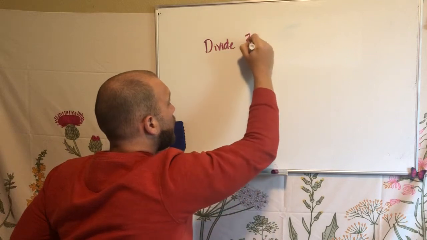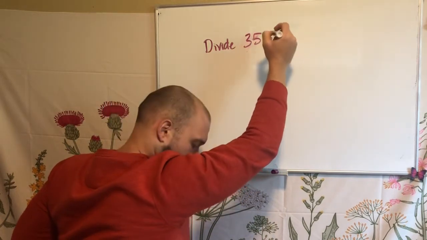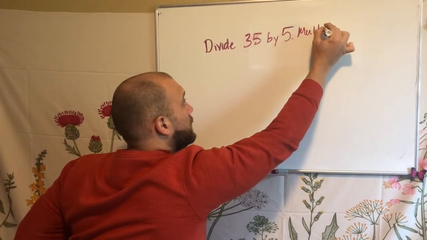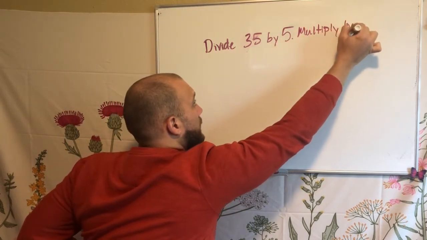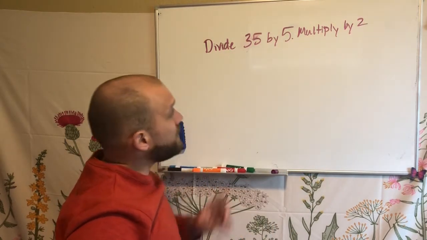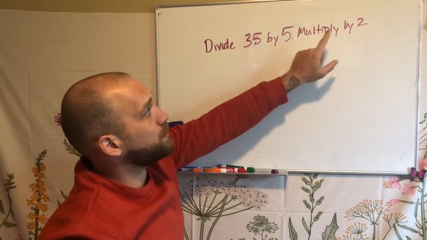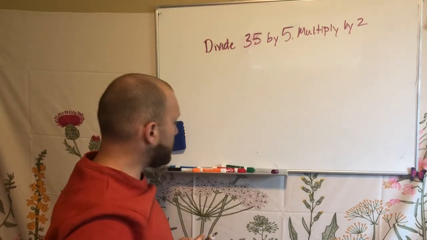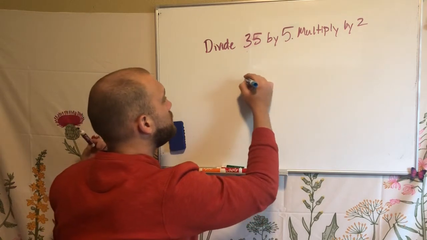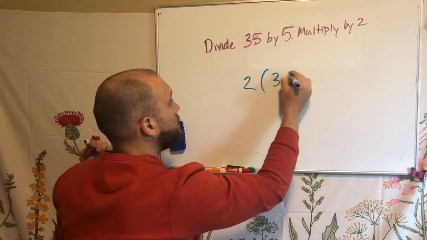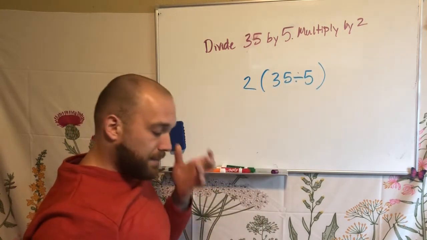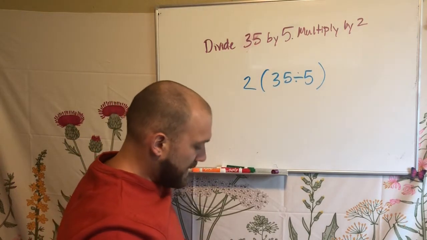Divide 35 by 5. Multiply by 2. So, new problem. Divide 35 by 5, multiply by 2. Pause the video now and set this problem up. What would it look like as an equation? It would look just like that. Last one.